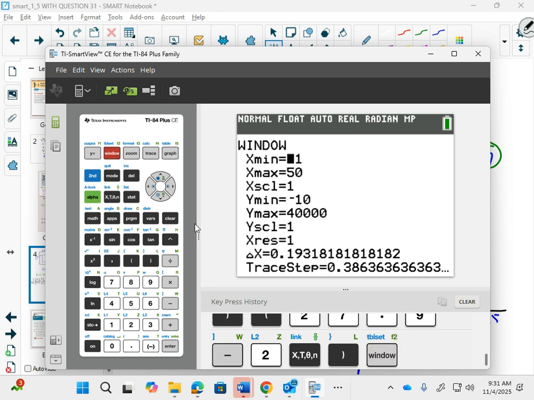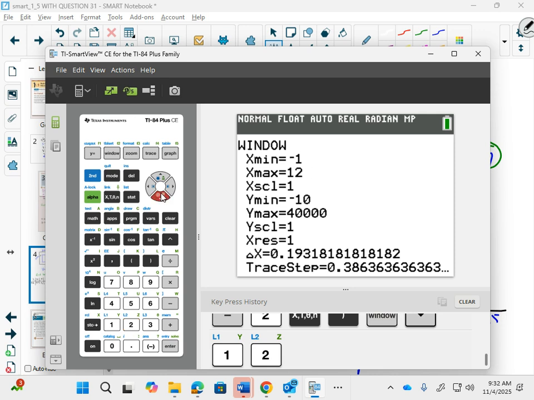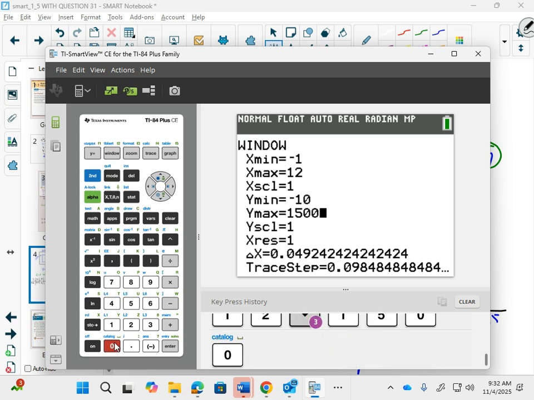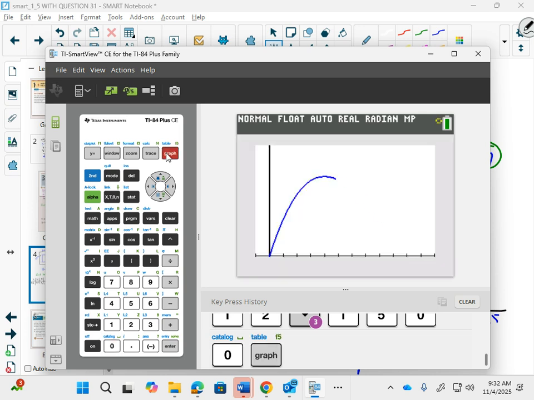And when I go to my window, now I don't need to go up to 50. I know that the highest was around 11, so I'm going to go up to 12. And my minimum, I plugged in 5 and I got 1,038, so I'm going to go up to 1,500 just to see if I can get that maximum. Oh, it actually looks like 5 in the middle, it looks like it's a little bit to the left.